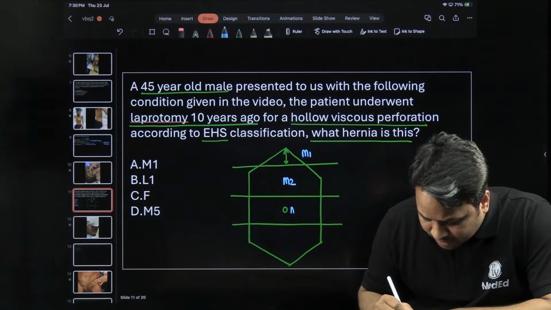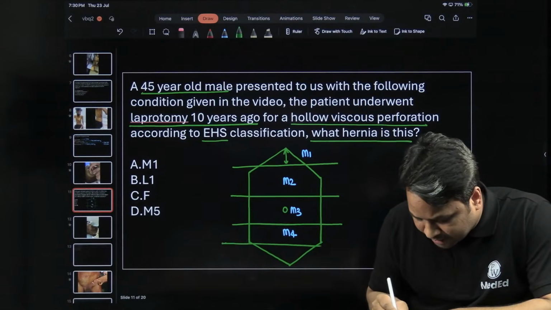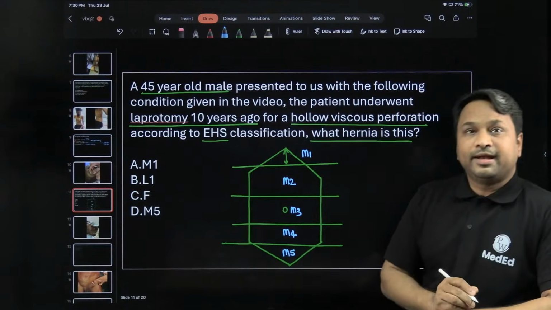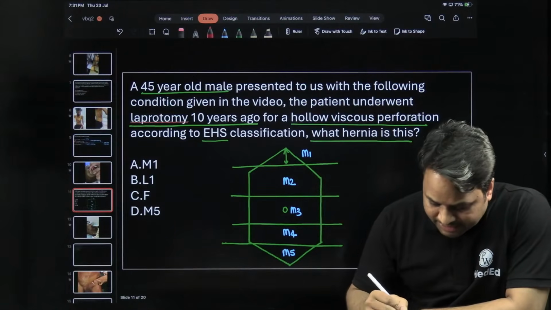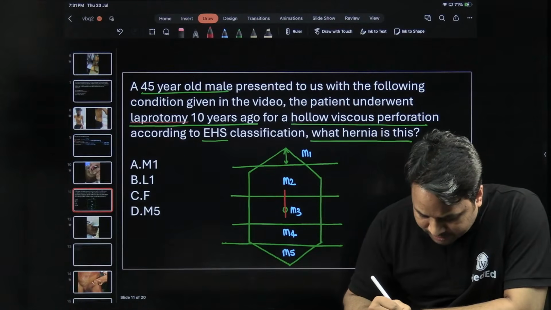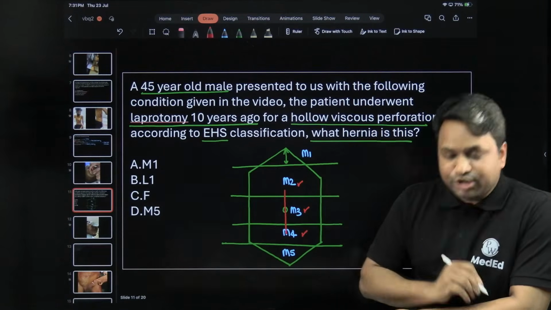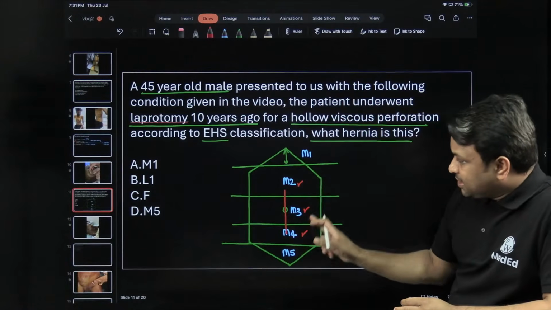This is your M3 hernia. This is your M4 hernia. And if you draw the line passing through the two anterior superior iliac spines, below this is suprapubic. This is an M5 hernia. So, these are M1, M2, M3, M4, M5. Now, our patient has the incision in the periumbilical region, which is here. So, it is involving the M2, M3 and M4 region, because of the laparotomy that you have. So, the incisional hernia is in this region.